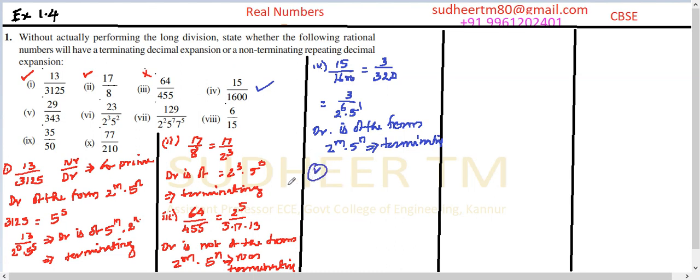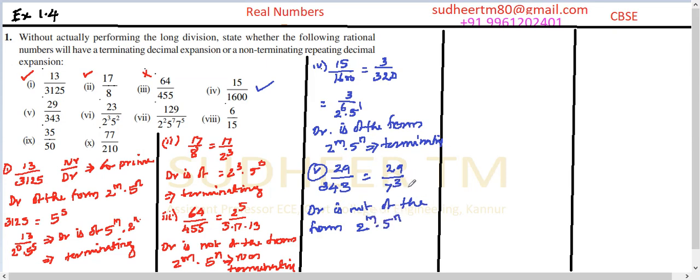Now come to the fifth one. Fifth question is 29 divided by 343, where 29 itself is a prime number, and 343 is 7 raised to 3. So even though they are co-prime, the denominator is not of the form 2 raised to m into 5 raised to n. Since there is no 2 or 5, this is non-terminating.